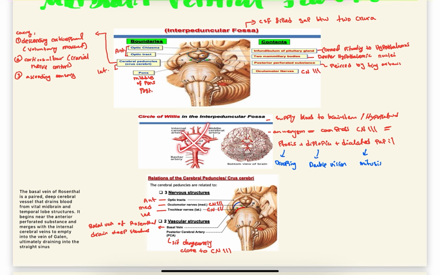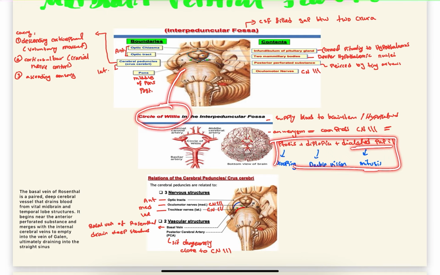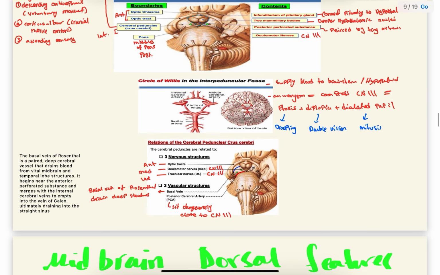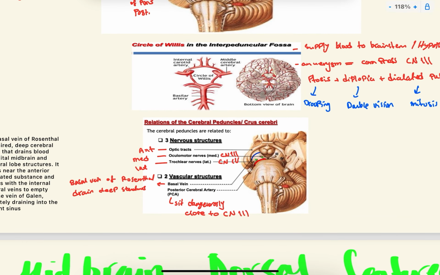And if there is any issue that happened here, what will happen here? You remember this nerve here, the cranial nerve 3, the oculomotor nerve, it will be compressed. And then when it compresses it, it would lead to ptosis, dropping of the eyelid, diplopia, double vision, and dilated pupil, mitosis. This is whenever I have what, an aneurysm to circular furrows, because it will affect and compress the oculomotor nerve.